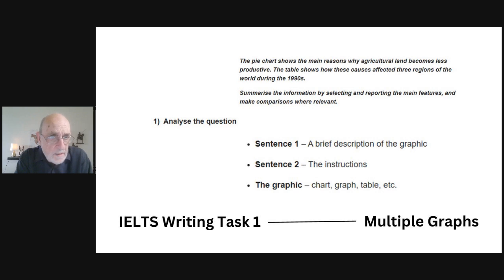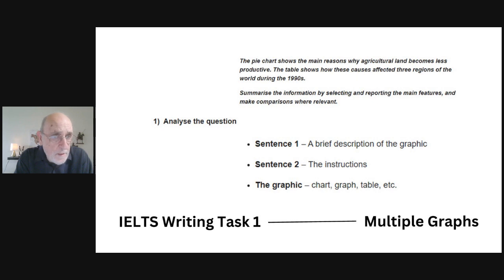Then in sentence number 2, we have our instructions. This is our task. It's worth 25% of our mark in writing task 1. Summarize, select and report, and make comparisons. And then we have our picture or graph or chart.